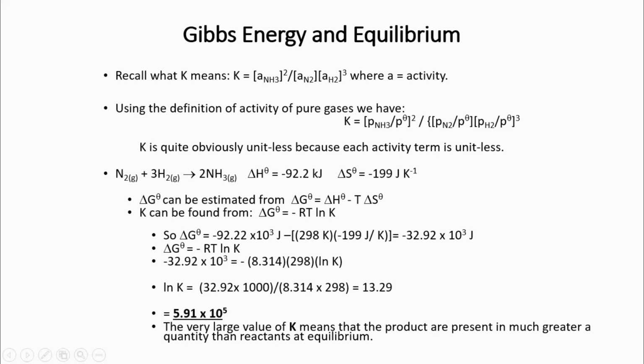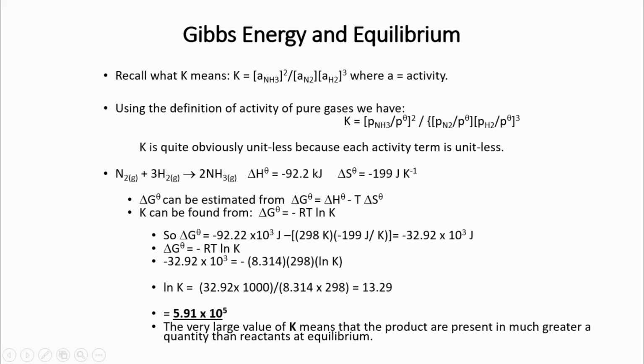Now, if we have the free energy change, there's this relationship, the Boltzmann relationship, which basically connects the standard free energy change to the equilibrium constant. So delta G is equal to minus RT ln K, and that's the relationship which connects the standard free energy change to the equilibrium constant.